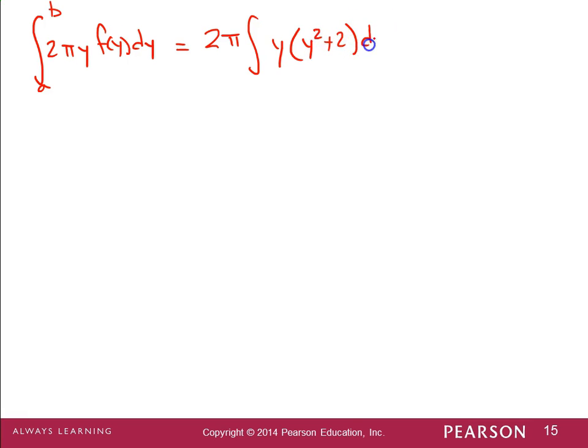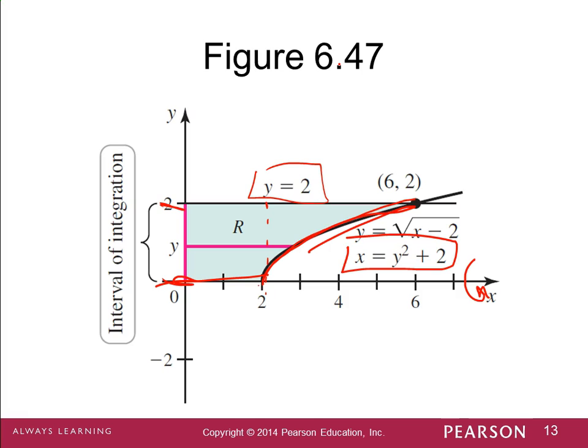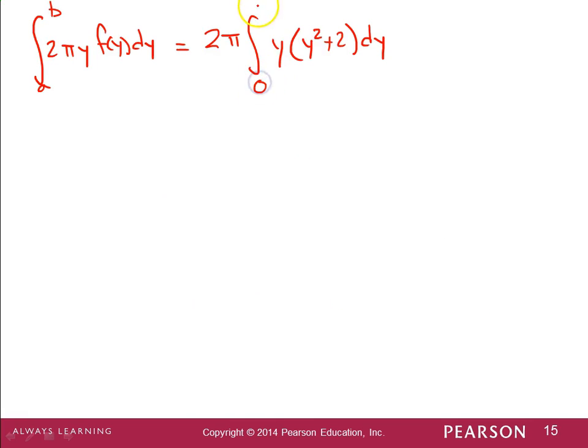But I have this 2 pi times the integral of y times that quantity, y squared plus 2 dy. Now, looking at my bounds of integration, I can go all the way back to the original that we want to go to this line y equals. So I know I'm going from 0 to y equals 2 for my limits of integration. So this integral is pretty simple.